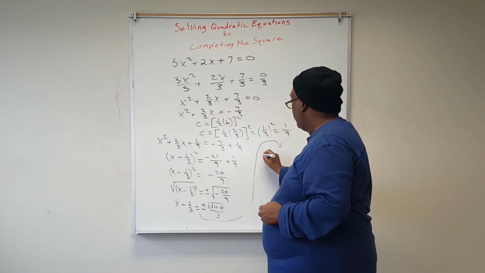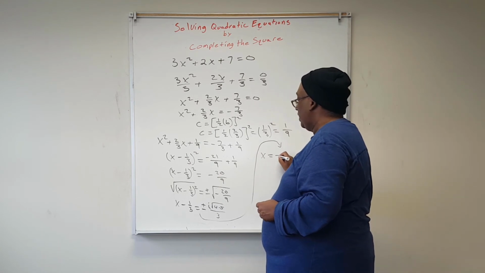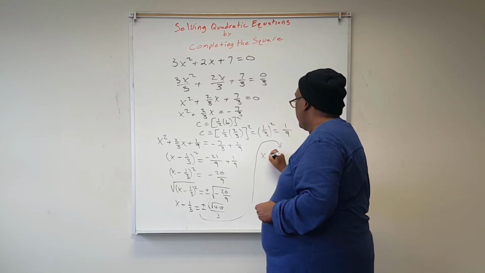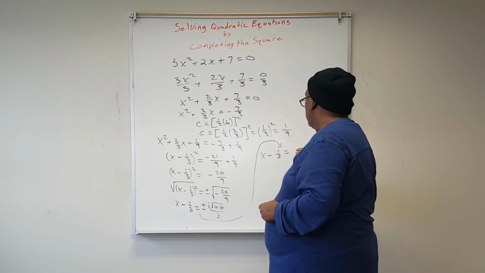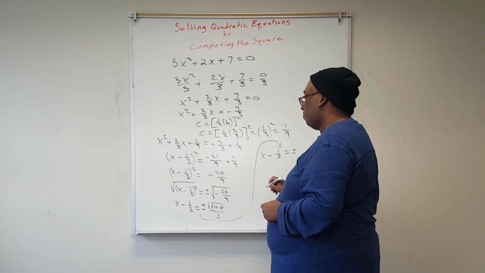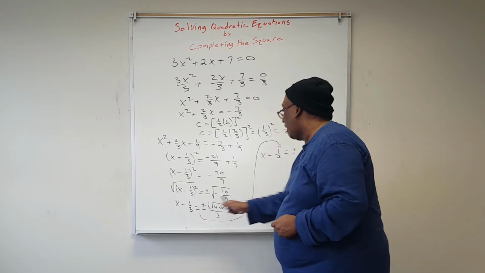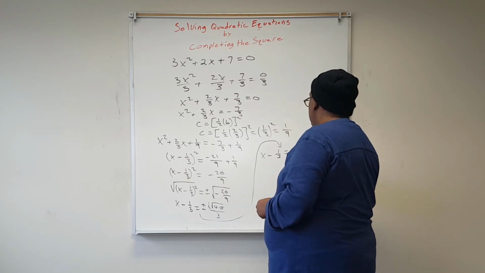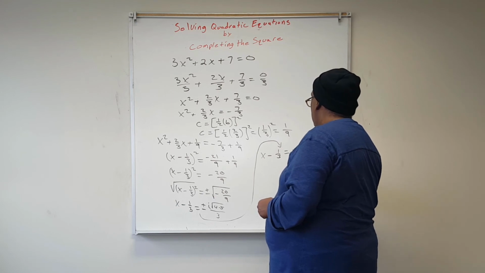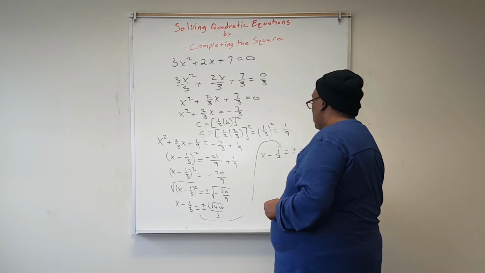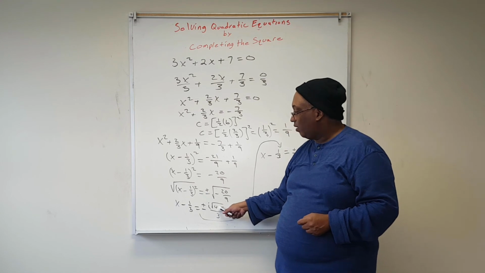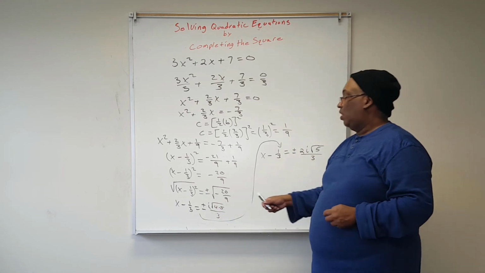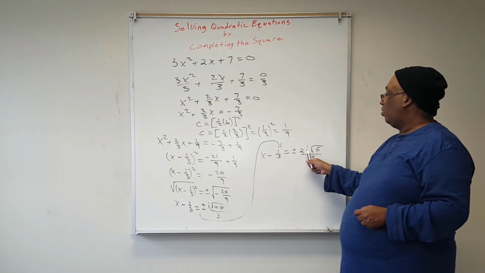We can simplify this as x plus 1/3 equals plus minus 2i root 5 all over 3. So square root of 20, 4 times 5, take out the 4, the square root of 4 is 2. The negative became an i, so that's 2i.